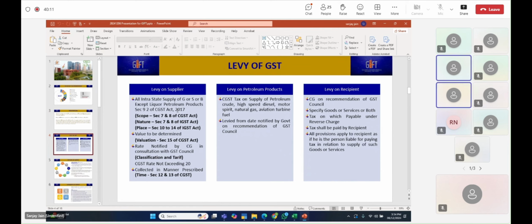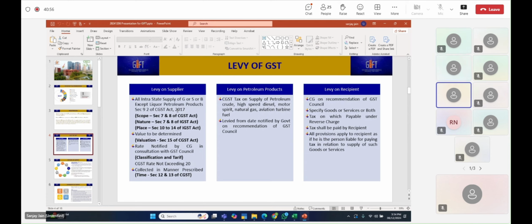So GST is levied through section 9. Scope of supply has been defined through the CGST Act, SGST Act, IGST Act. Many of the definitions will come from CGST, and place of supply related provisions will come through the IGST Act. The rates are notified by the government on recommendation of the GST Council. Petroleum products are still out of GST, although they are part of GST, but the date is to be notified in future upon recommendation of the GST Council.